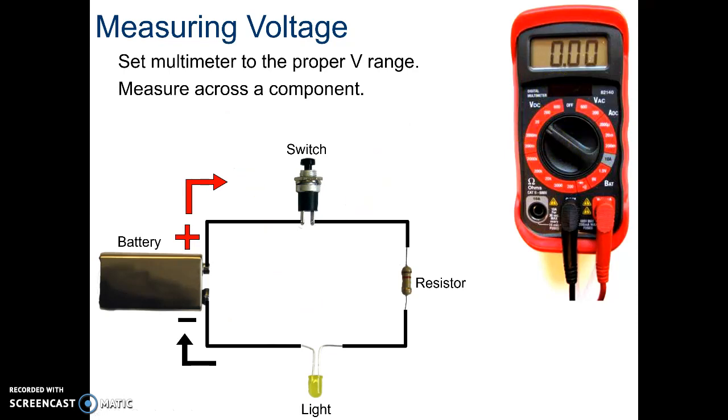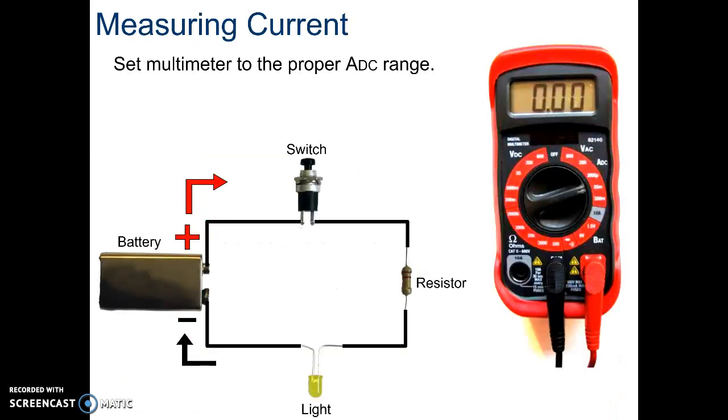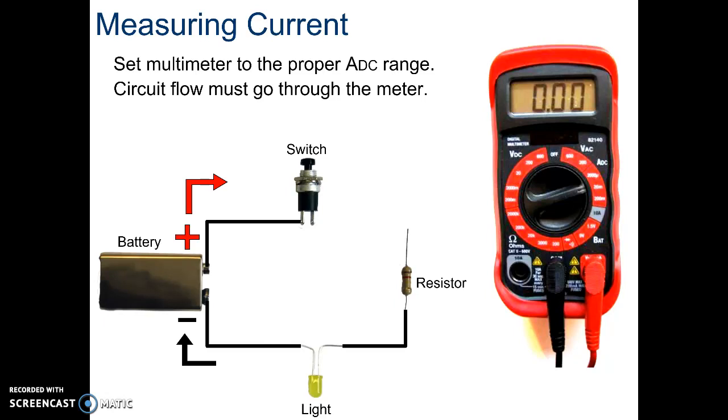And you can measure that across all the different spots and get your numbers. Using a multimeter, we can measure the voltage, the current, or the resistance. So if we set it to the ADC range, and over there, so it's pointed over this way, then the circuit flow must go through the multimeter, so we do it a little bit different. We take out the line and we just run through the multimeter to get the current.